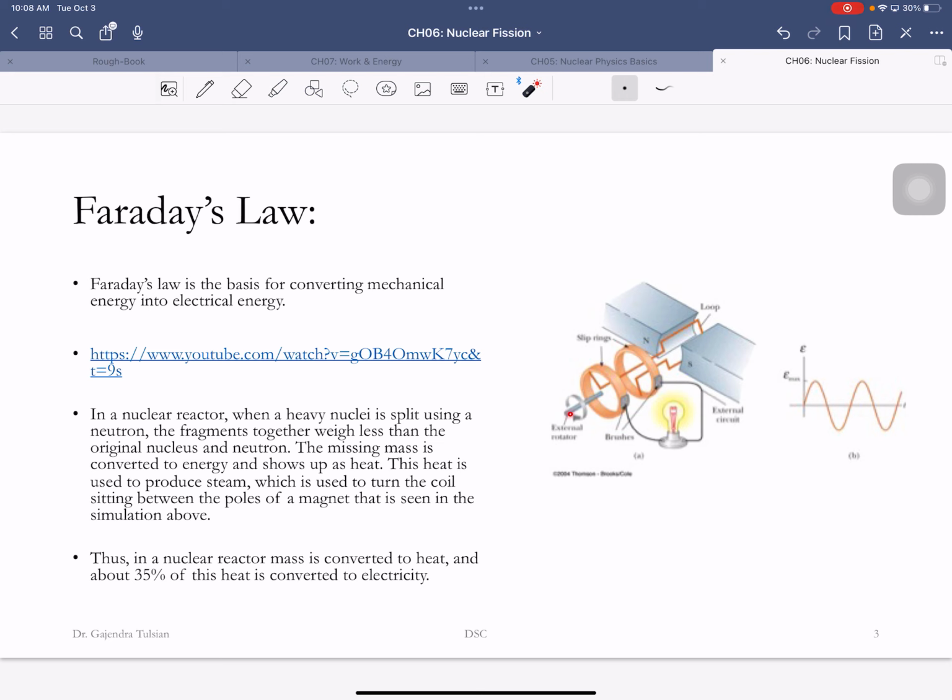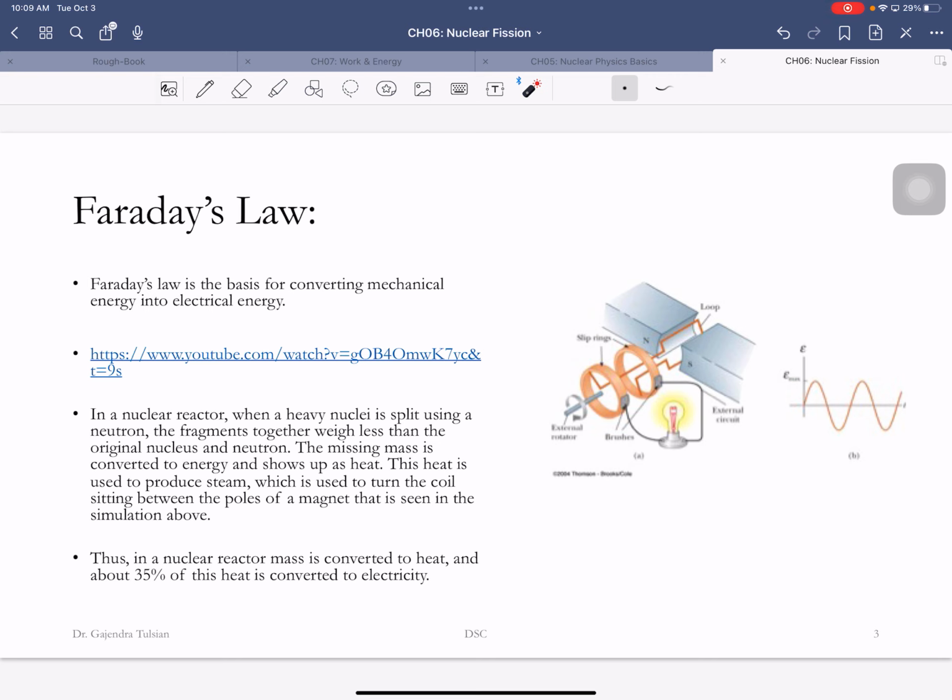So ultimately, your goal is to turn this coil, which is placed between magnets, and whatever energy you put in turning is turned into electrical energy. You're not creating energy, you're just converting one form of energy to another. In a windmill, the energy of the wind is converted to electrical energy. In a dam, the energy of the water stored at a height is converted to electrical energy. In a coal power plant, the chemical energy of the coal is converted to electrical energy.